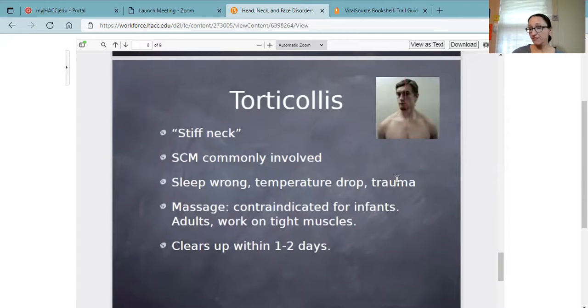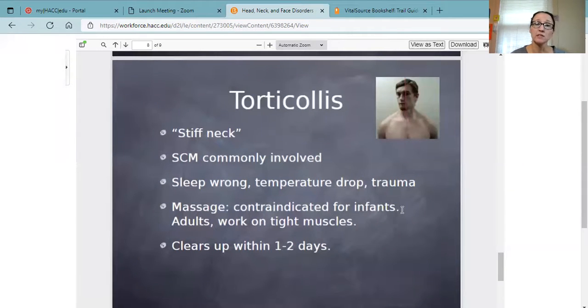Massage is definitely indicated, for sure. However, it's not indicated on infants. And I know that sounds really weird. Like, why would you be doing SCM work to infants? Well, I've actually seen it. I've seen infantile torticollis. Now, infantile torticollis is something completely different than this. It is not caused by tight muscles at all. So obviously massage wouldn't work. Okay.